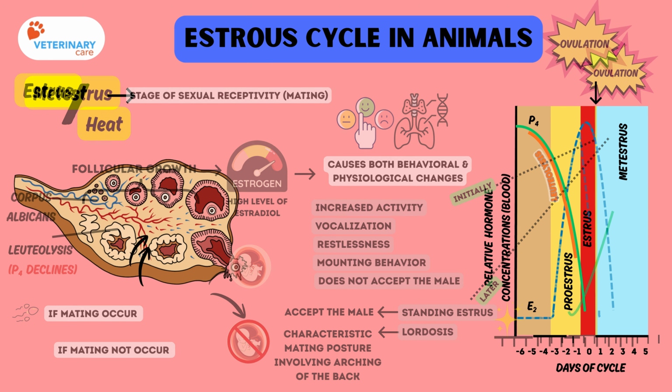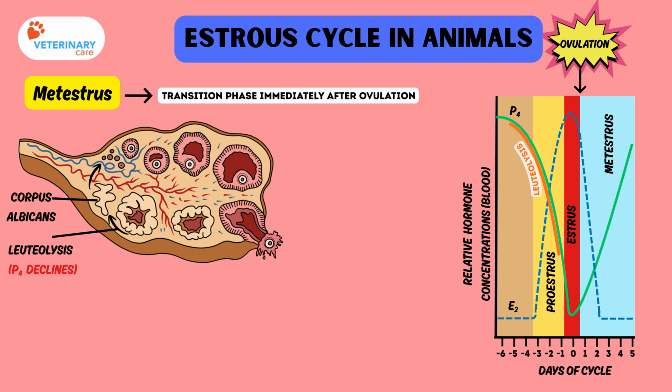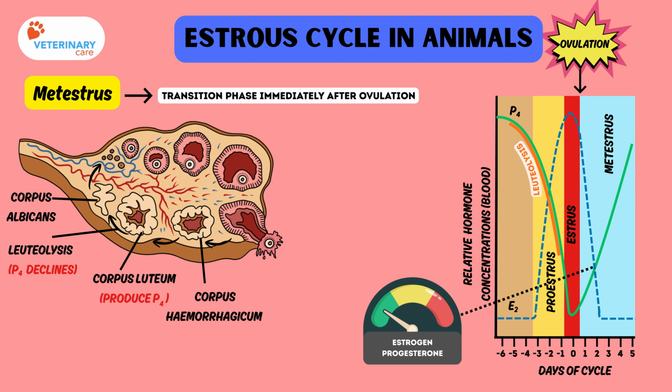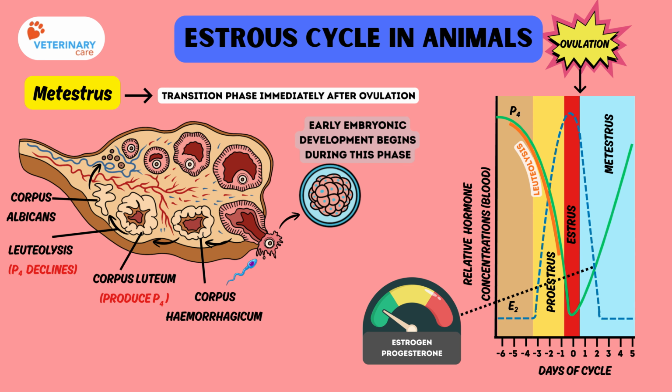Metestrus is the transition phase immediately after ovulation. During early metestrus, both estradiol and progesterone levels are low. After ovulation, the follicle first forms the corpus hemorrhagicum and then luteinizes into the corpus luteum, which secretes progesterone. If fertilization has occurred, early embryonic development begins during this phase. If fertilization has not occurred, the corpus luteum still forms temporarily. On the graph, estradiol declines rapidly while progesterone starts to rise.